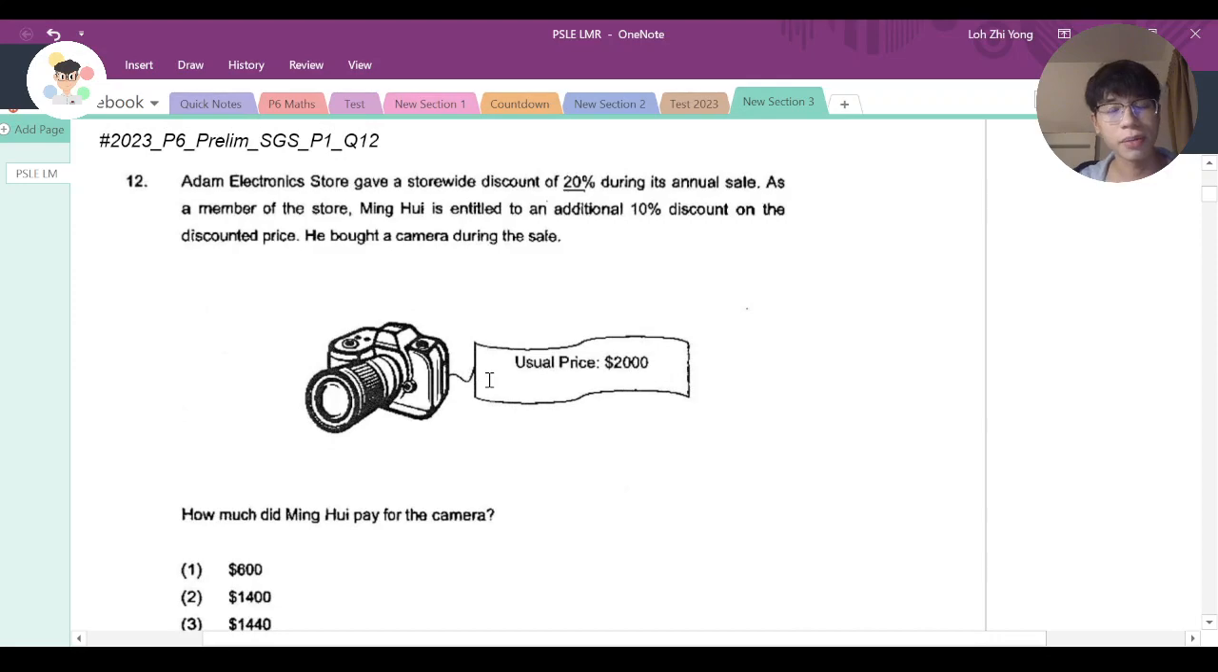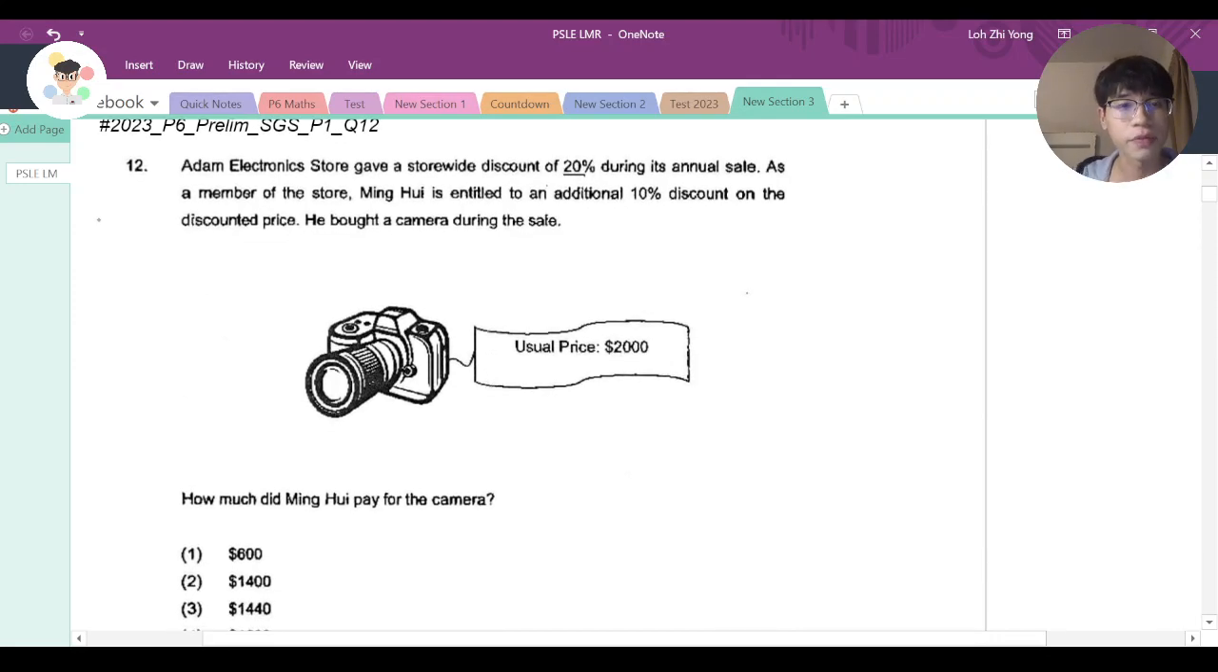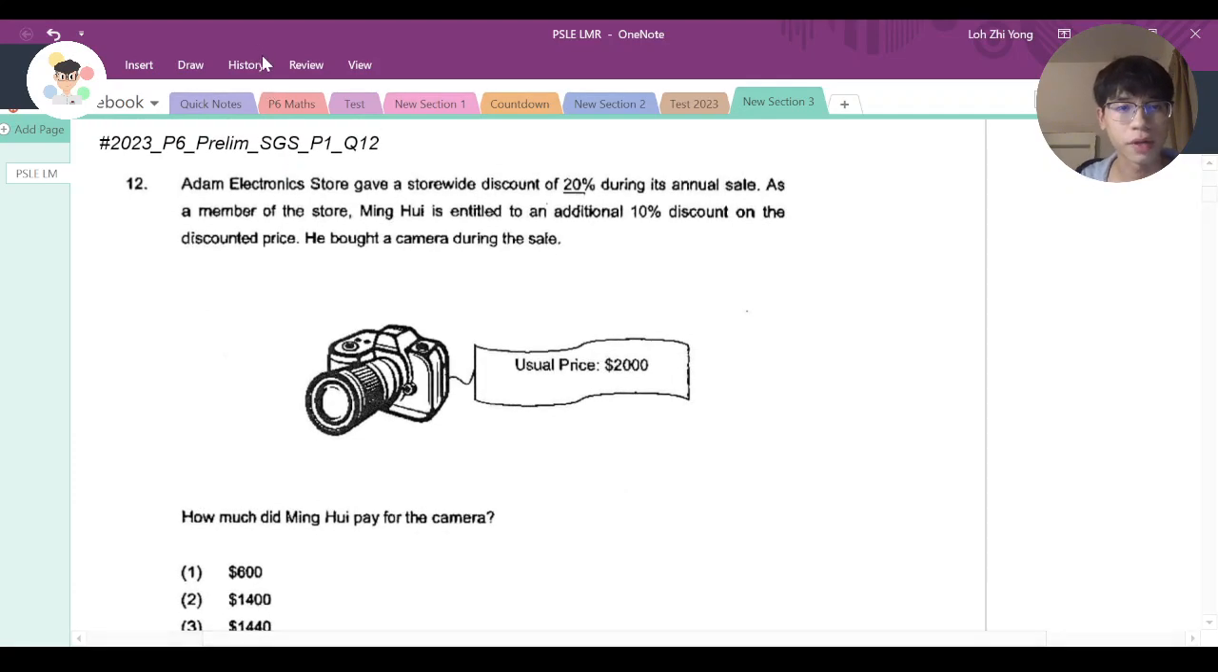Our next question is about money, about percentage. Let's look at this question from SGS paper 1 question 12. Adam Electronics store gave a store-wide discount of 20% during its annual sales. Something very important to know is that if you receive a 20% discount, you need to pay how many percent? 80%.